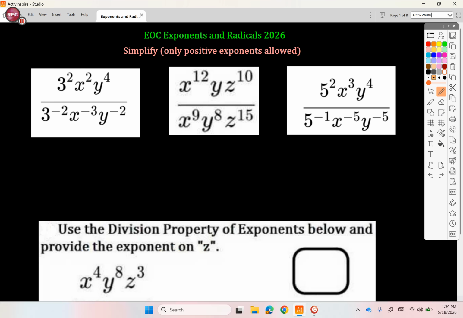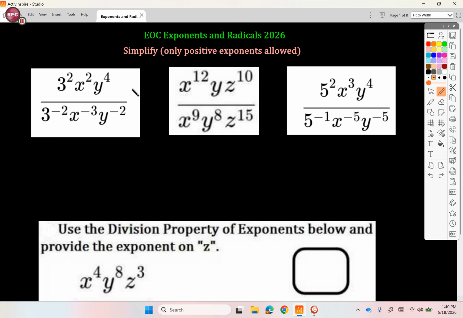Alright guys, here's some EOC exponent review practice. So let's start with our division rule here. If you have a fraction, that means you're using your division property of exponents. So you can subtract the exponents and use the division, or you can move something from the top to the bottom or bottom to the top to change it from a negative exponent to a positive.